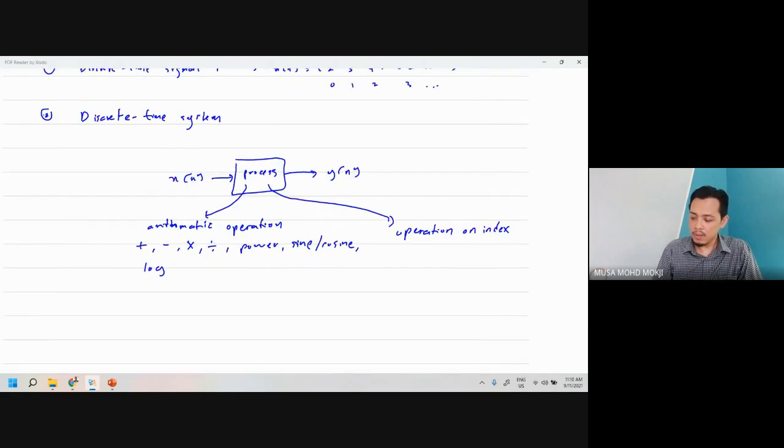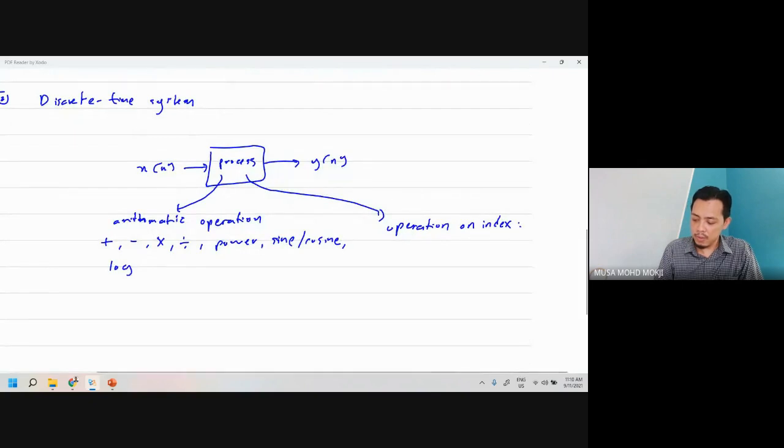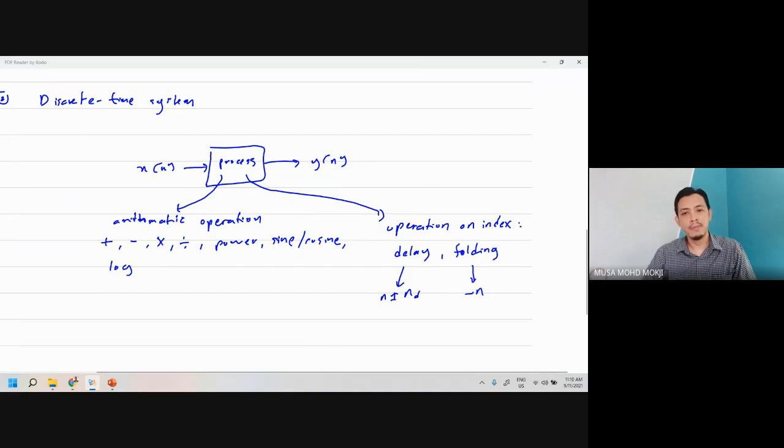What we have covered is delay. Delay is something like if you have n, plus or minus n_d. So that one is a delay. And then we have folding, which is minus n. And then we have another one, which is what we call selection.